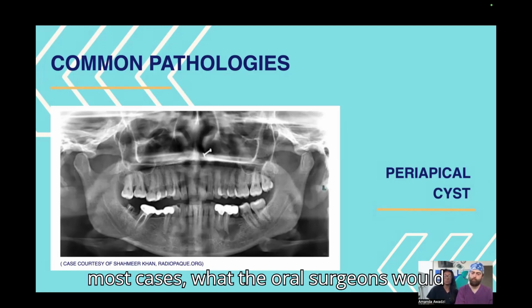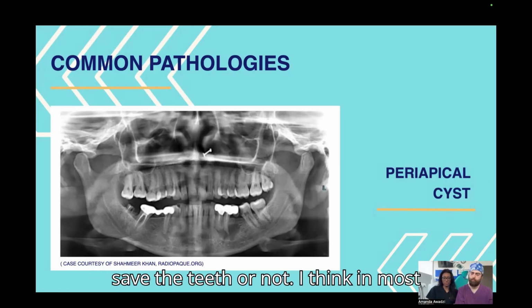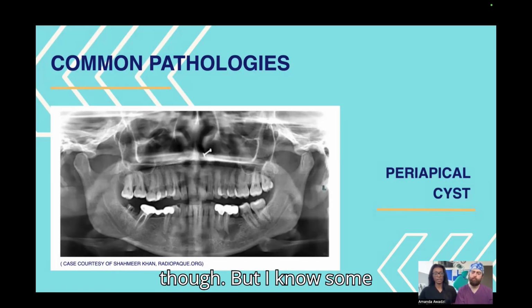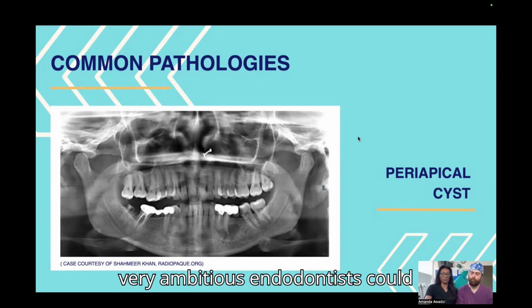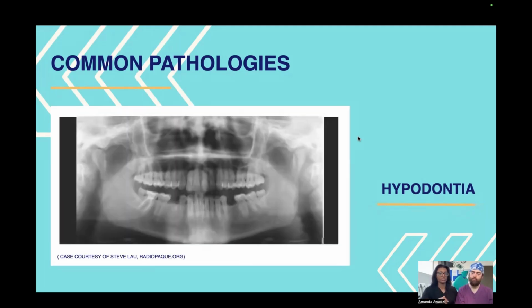In most cases, what the oral surgeons would potentially do is remove the teeth, depending on if the patient would like to save the teeth or not. I think in most cases, this tooth would be taken out though. But I know some very ambitious endodontists could try to save the teeth and potentially remove the cyst as well.